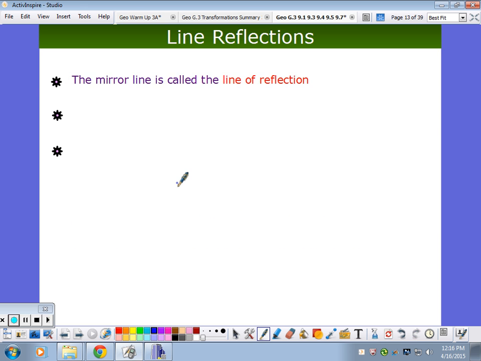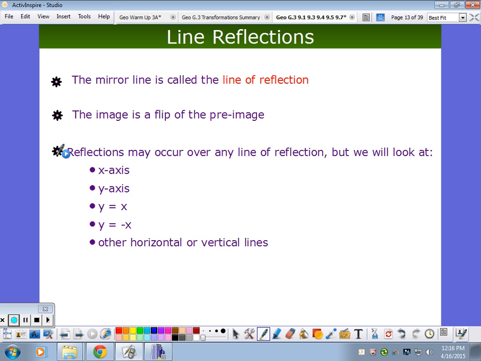A line reflection. So the mirror line, the place where you would fold the paper and you'd see all the points lining up, that's the line of reflection, and the image is a flip of that pre-image. So reflections can occur over any line that you want.